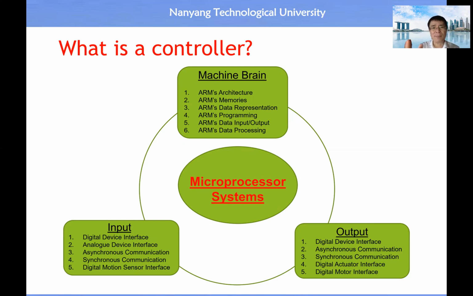Then what is a microcontroller? Basically, a microcontroller has three basic building units. One is the central unit of the microcontroller. I use the term machine brain. In it we can undergo data acquisition, data processing, and data storage, etc. The other two basic units are the input interface and the output interface.